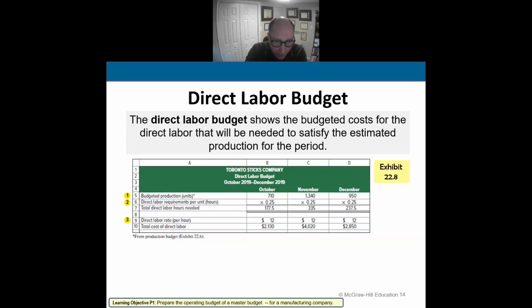And it's based on the amount of time it takes to make a hockey stick, to figure out the number of hours it's going to take for the month. And I multiply that by the labor rate to get the total cost of labor. So step one, the number of units we expect to make during the month, 710 for October.